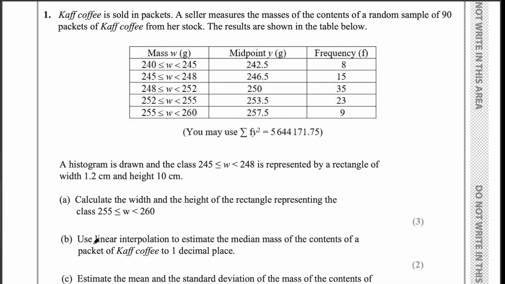Okay, question 1, part B says use linear interpolation to estimate the median mass of the contents of a packet of coffee to 1 decimal place. So the median, you know, is the middle value. To find this, we take the sample size and divide by 2. When we're talking about continuous data such as weights, we don't need to add 1 to that because we're not talking about discrete things.